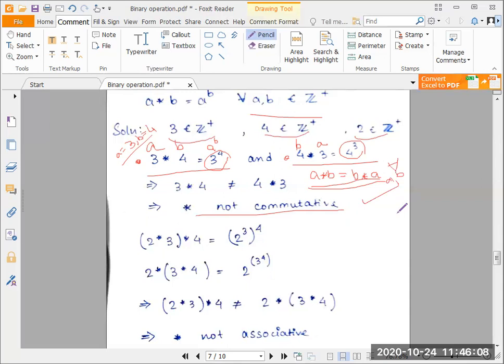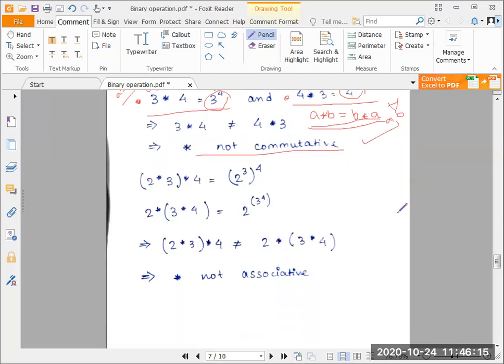Essentially, not all binary operations need to be commutative. There can be binary operations which are not commutative. So the next part that we move on to is the associative law.